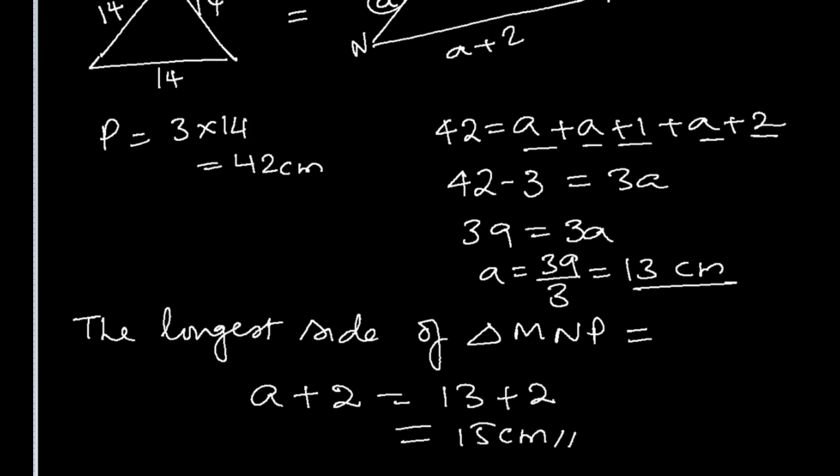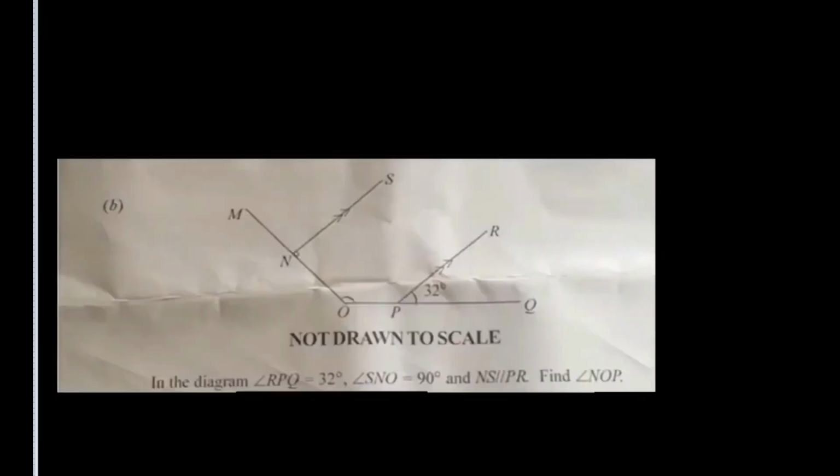Let's move on to the B part of the same question. Okay. In the diagram, angle RPQ is 32 degrees. They have given it here. Angle SNO is 90 degrees. They have shown it here. And NS is parallel to PR. Find angle NOP. So NOP is this. This is the angle we have to find out.